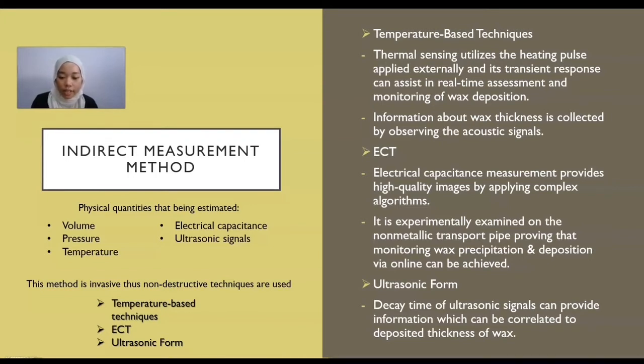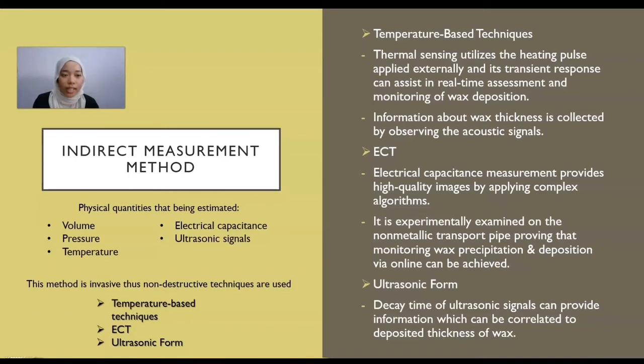The volume fraction of the deposited wax can be determined by the change in volume. As for the pressure, the difference of the deposited wax or paraffin. However, this method is invasive, thus non-destructive techniques are used. There are three techniques involved, which are temperature-based techniques, ECT, and ultrasonic form. First, the technique is temperature-based.